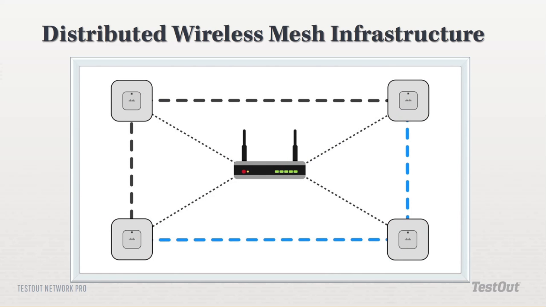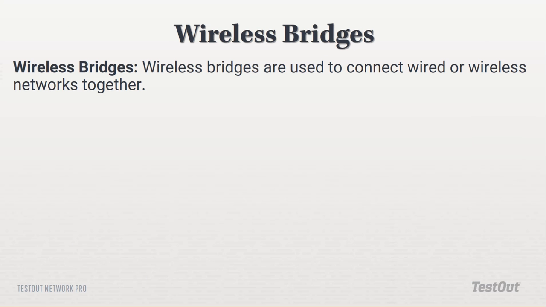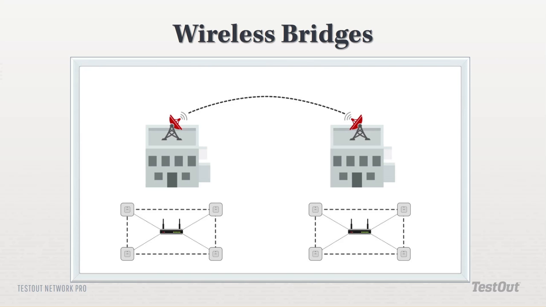Here we have the distributed wireless mesh. Notice everything goes through the controller, but they can also contact each other. That obviously is more configuration. So the wireless controller is down here, but they're still able to communicate. Okay, we have a wireless bridge that's used to connect wired or wireless networks together. And here is the example over here. So you have one on one building, one on the other building. Remember, you may need to get a permit to do that. You're also going to be affected by weather, such as heavy rains.